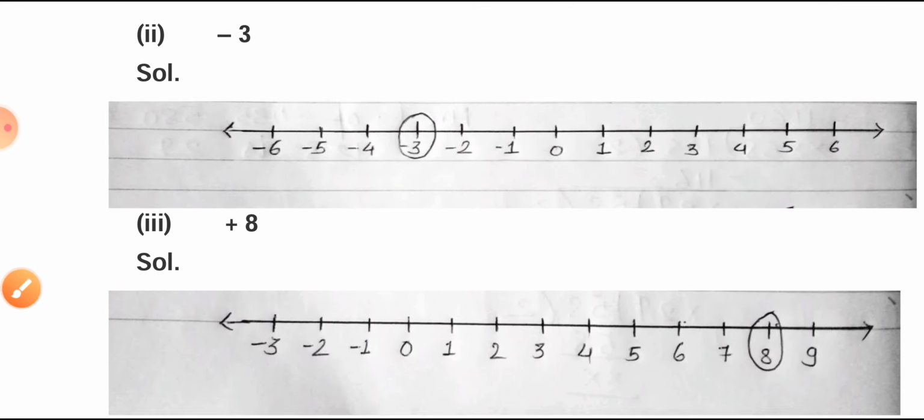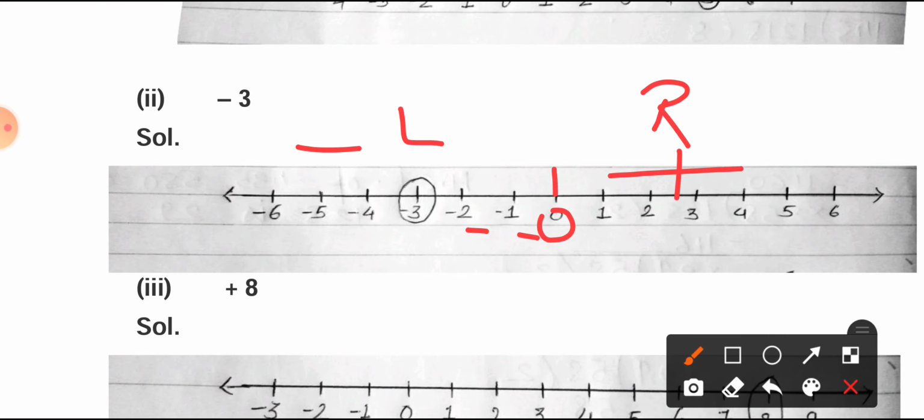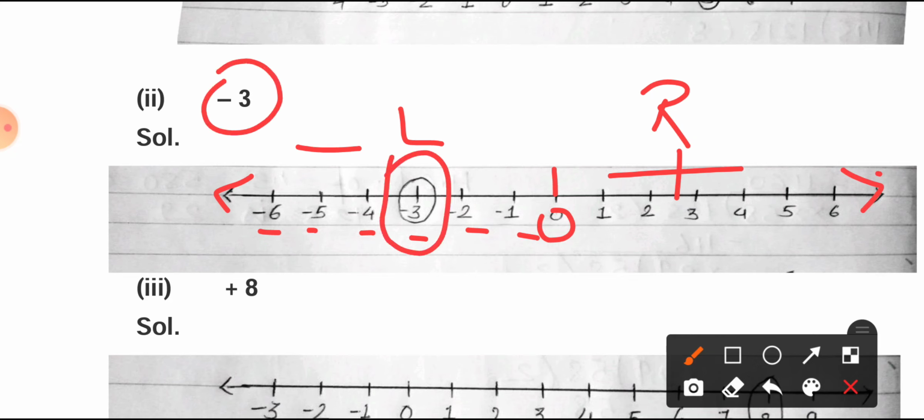Next one -3. Again we'll make a line. After that you have to mark a center point 0. On the right hand side you have to mark positive numbers, on the left hand side negative numbers -1, -2, -3, -4, -5, -6, and this one is a number line, and we have to mark -3. So mark here -3.